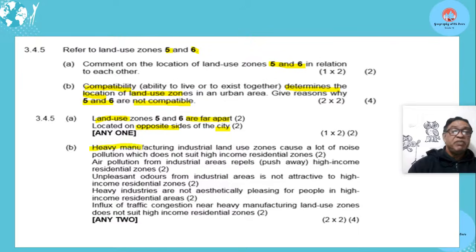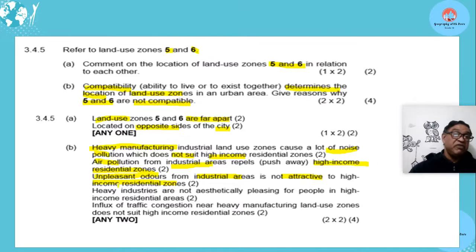One, heavy manufacturing industries cause a lot of noise and pollution, which does not suit the high income residential area. Can you see? It's just logic. Therefore, it's away. You understand? Air pollution from industrial areas pushes the high income area away. They don't want to be there. It's a push factor from that area. Unpleasant odors from industries are not attractive to high income areas. Remember, it's not attractive to anyone, but the high income area can be away because they can afford to.